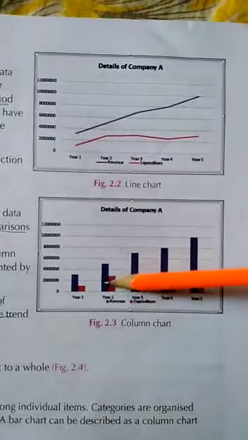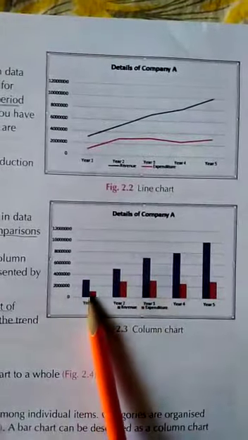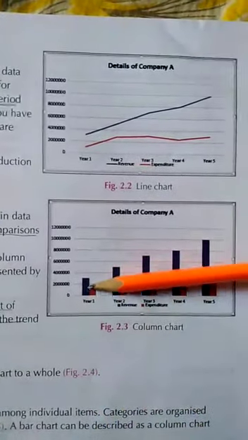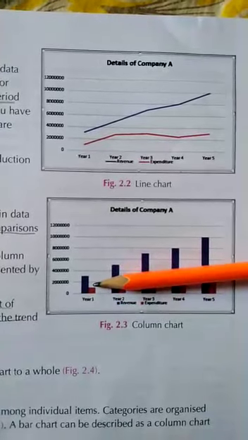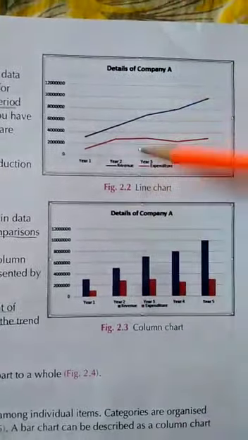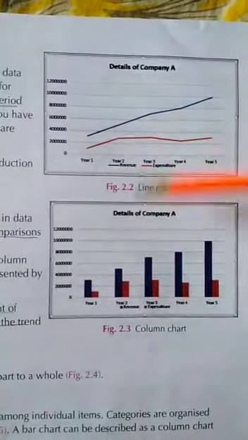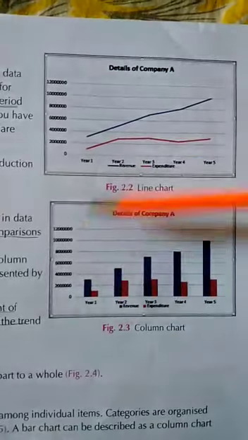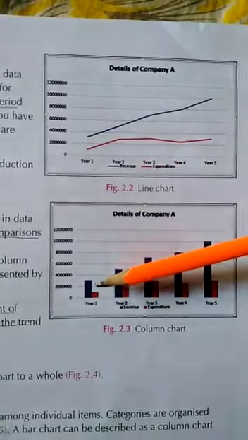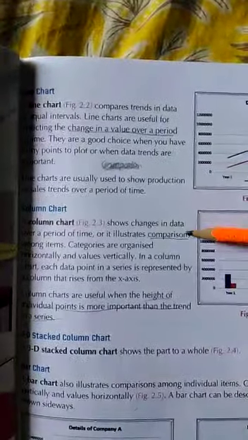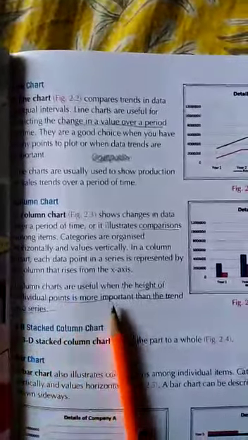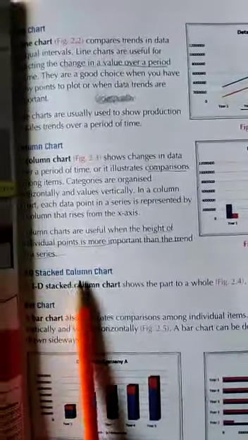For example, have a look here. See, in the first year, how much revenue has been generated as compared to the expenditure. So these two have the same data, but the trend you can see here is different. You can compare the expenditure and revenue here more successfully. So the column chart is used when the height of the individual points is more important than the trend in the series.